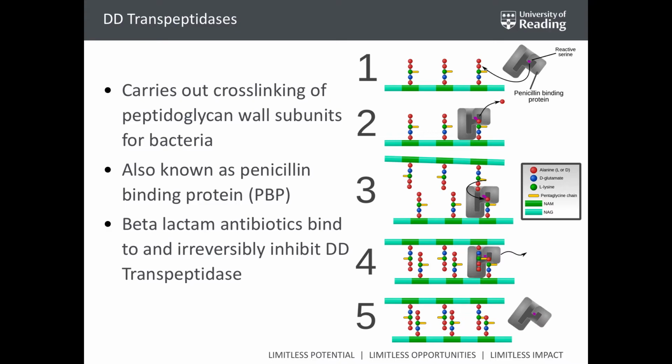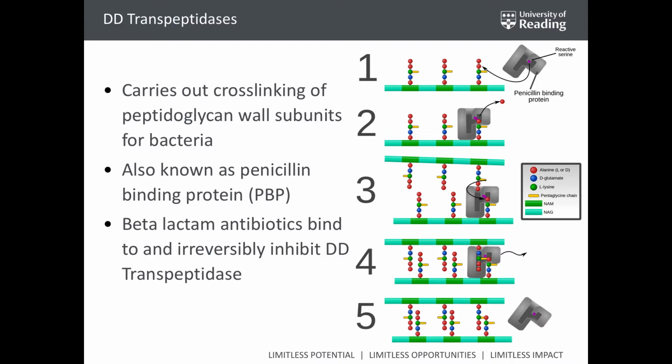So the first example that I'll provide to you is the example of DD transpeptidases. These are a class of enzyme that are found in bacteria and carry out cross-linking of the peptidoglycan wall subunits for bacteria. These are also known as penicillin binding proteins, as will become very, very clear in the following slides. So essentially what these do is that they bind to the peptidoglycan chains, and they carry out a cross-linking reaction, allowing the bacterium to form a strong bacterial cell wall.